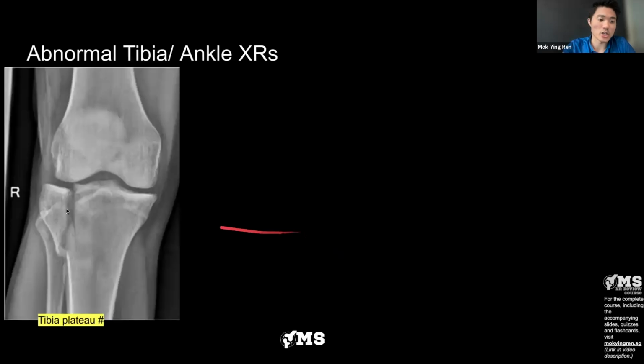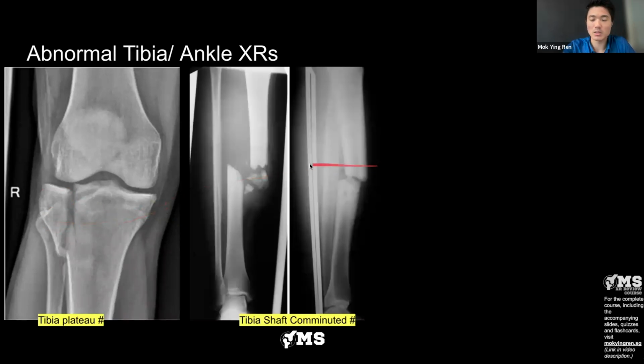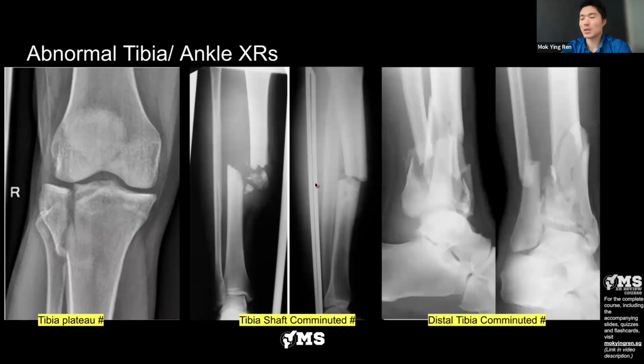Okay, some abnormal X-rays of the tibia. You can see a proximal tibia plateau fracture, a lateral one because the fibula is over here. This is a tibia shaft comminuted fracture. Okay, and over here also a distal tibia comminuted fracture.